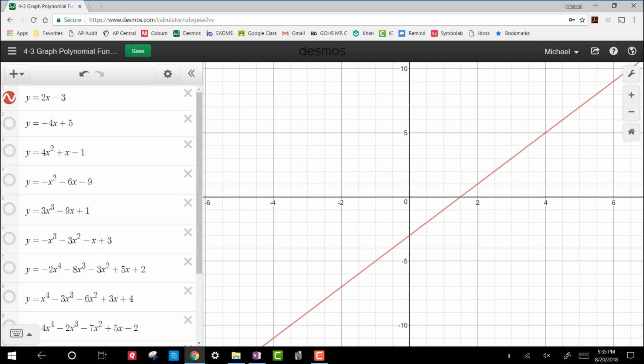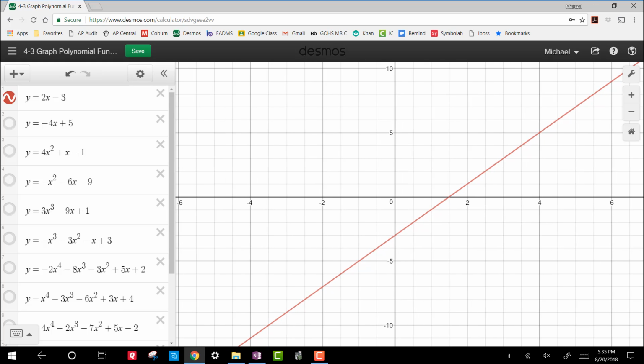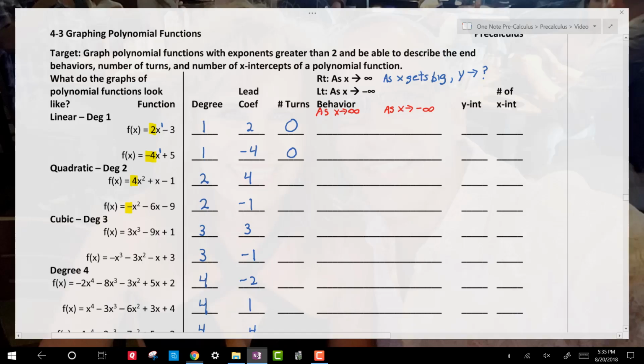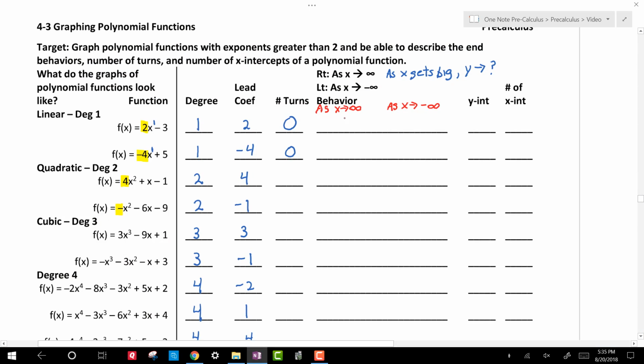Just like that, we also want to look at what's happening as x gets smaller. So as x is heading out towards negative infinity, what's happening to my graph here? We want to be able to tell both of those things. Now, as x is getting smaller, my graph is going down, so we would say that y goes to negative infinity. As x goes to positive infinity, y goes up, so we say that y goes to infinity. As x goes to the left, y goes down, so we would say that y goes to negative infinity.